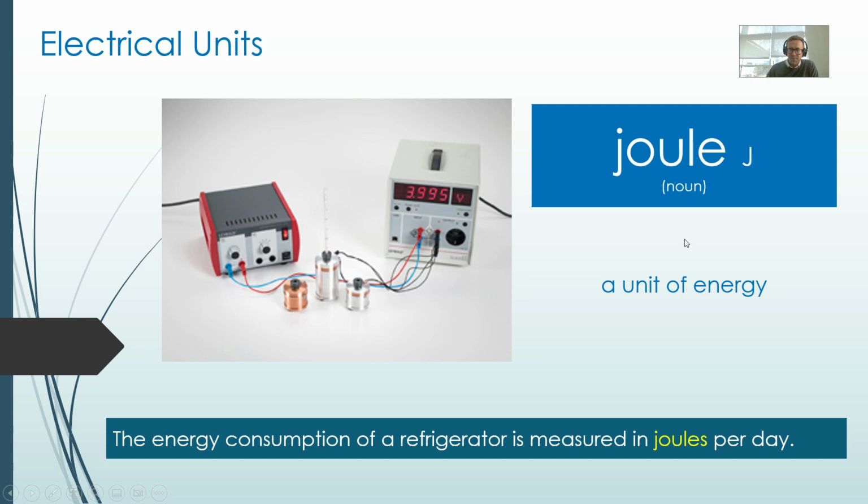Joule. This is a unit of energy. So we might use units of joules to describe the energy in something in your home, like a TV or a refrigerator. For example, the energy consumption of a refrigerator is measured in joules per day.